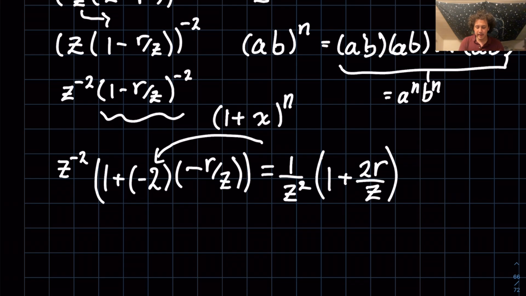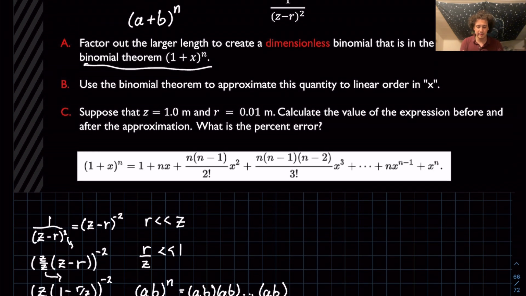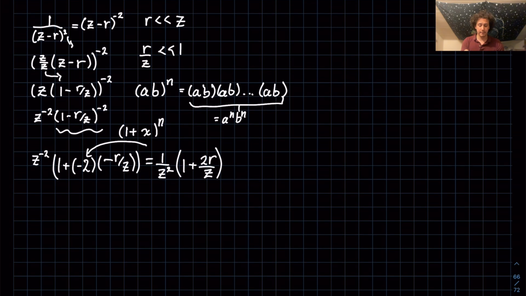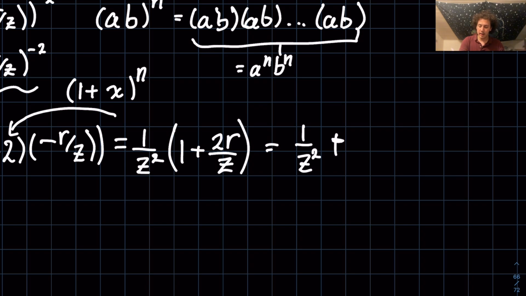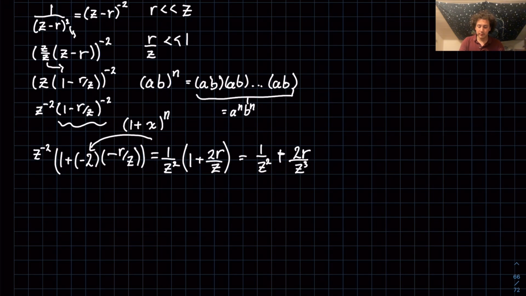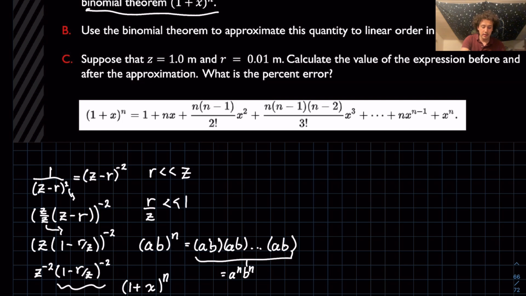And you can keep it like that after you've expanded it, or you can just multiply it out, and that would be 1 over z squared plus 2r over z cubed, right? And we can work with these pretty well right here using these values from our question statement.